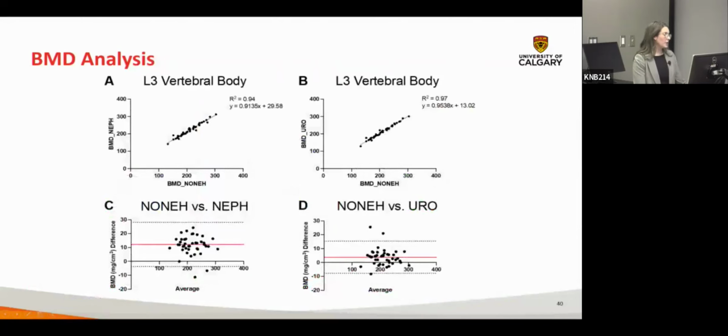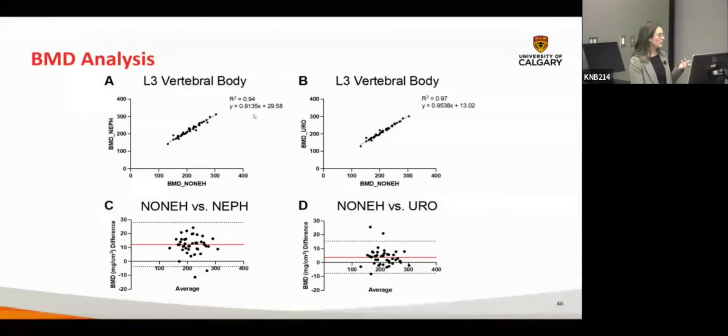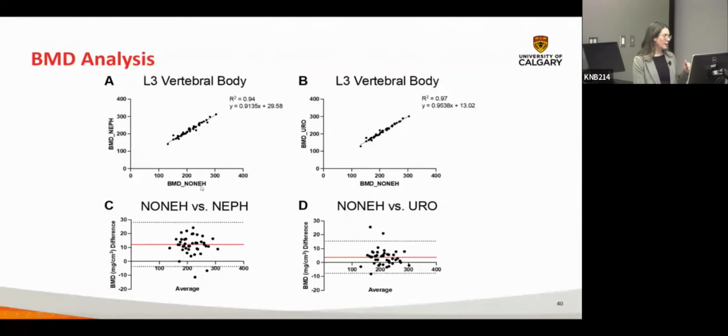And then in terms of the vertebral body, both the nephrographic and urographic contrast phases were strongly correlated with the non-enhanced. We have pretty strong R-squared values if we compare both phases to the non-enhanced. Also, looking at the Bland-Altman plots, we don't see too much of a difference either, which is really nice. Previous research has also reported that the asynchronous BMD calibration has a strong correlation.